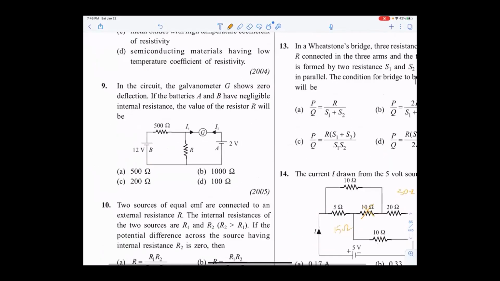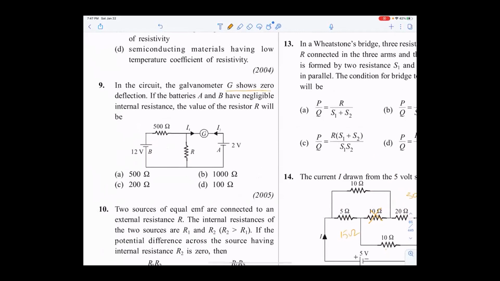Question number 9. In the circuit, the galvanometer G shows 0. That means I2 is 0. If the batteries A and B have negligible internal resistance, they don't have internal resistance, find the value of resistance R. So if this current is 0, that means voltage across these 2 points are same. Then only current is 0. If this is 2 volts, this will be 2 volts. So 12 minus 2, the voltage between these 2 points is 10 volts. And what is the current?